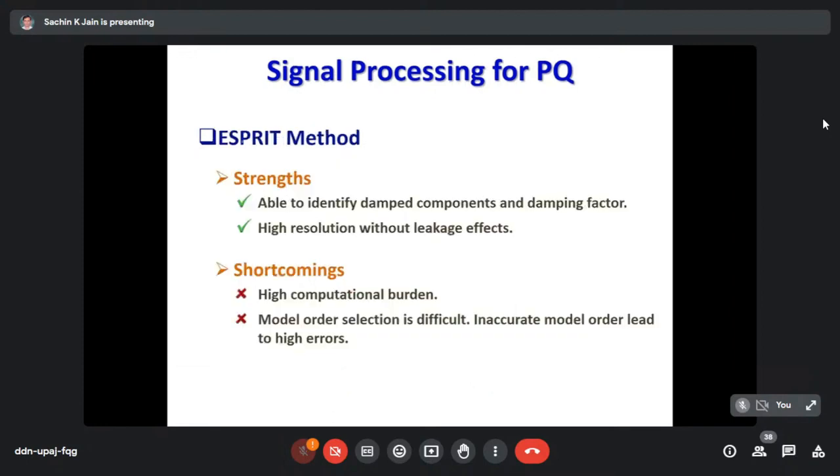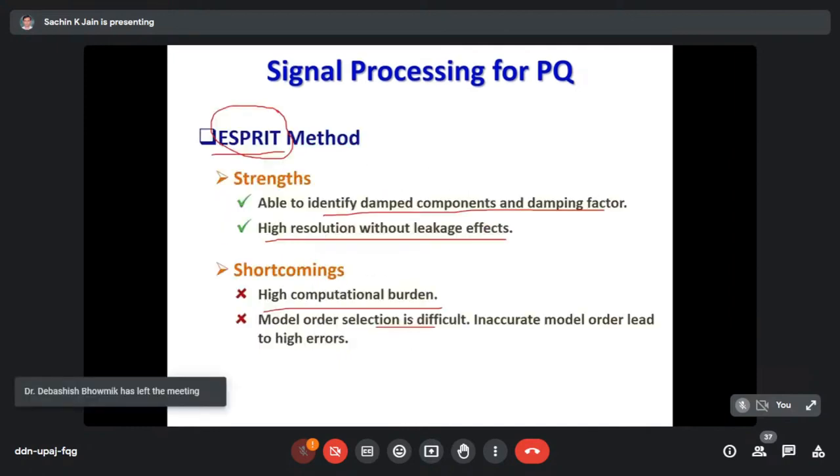Then we have the ESPRIT method, estimation of signal parameters via rotational invariance technique. This is the full form of this technique. It is like the Prony method. It can also identify damped components and damping factor. It is also a parametric method. It also has high resolution without leakage effects, but again, high computational burden, and model order selection is difficult in this case.